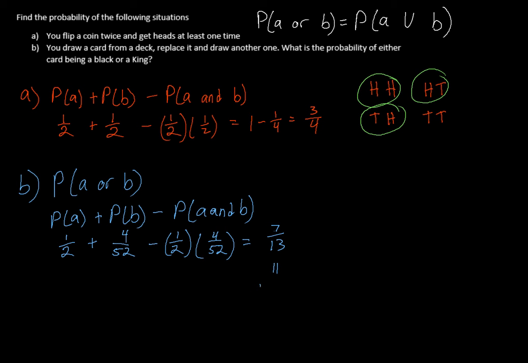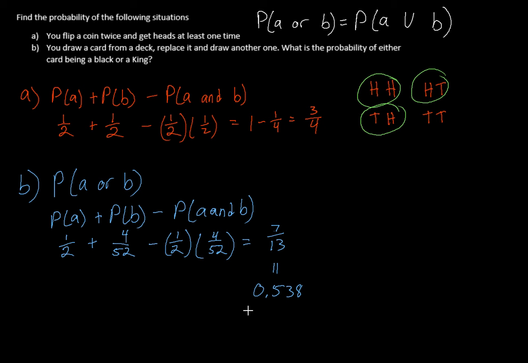If you go ahead and figure that out, it'll be 0.538, which is slightly more than 1/2. So if you draw 2 cards, then you're slightly more than halfway likely to draw a king or a black card.